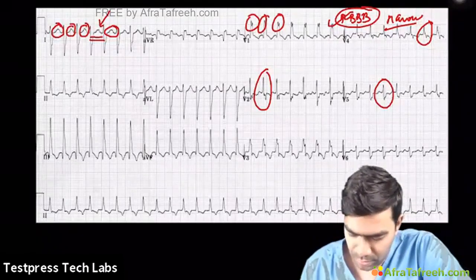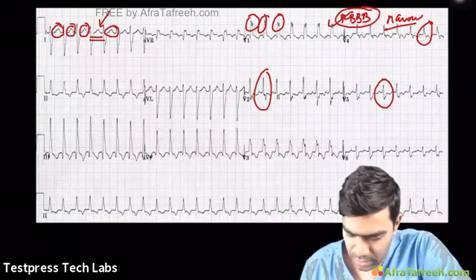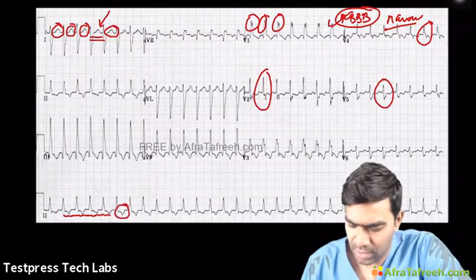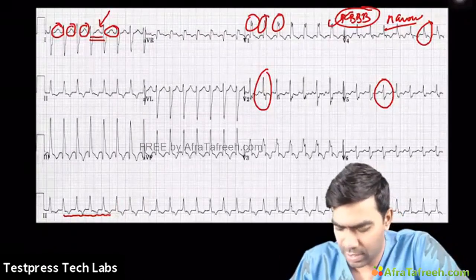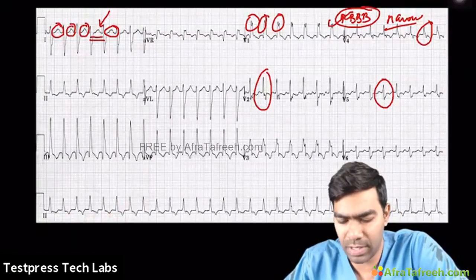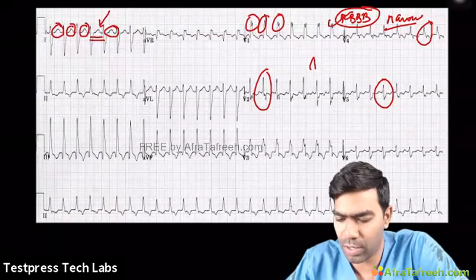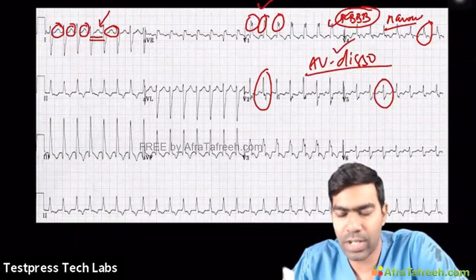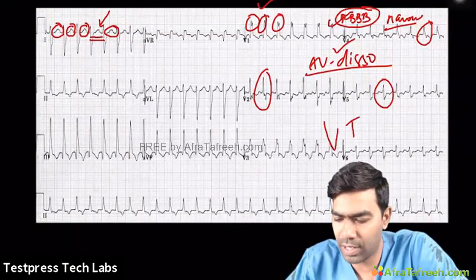Okay, this and all is fine. Suddenly, what is this? I'm looking at something different suddenly. So definitely this is a very important sign of an AV dissociation. Apart from the rabbit ear, I'm having evidence of AV dissociation also. So this is definitely a ventricular tachycardia.